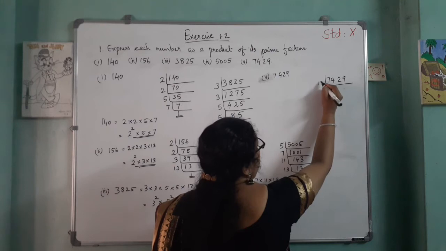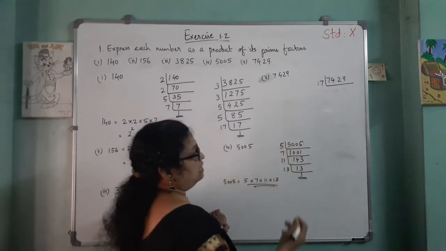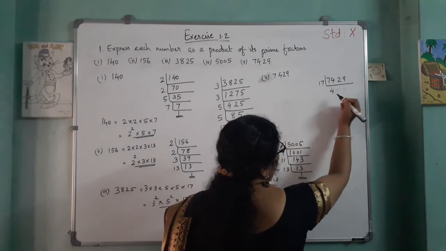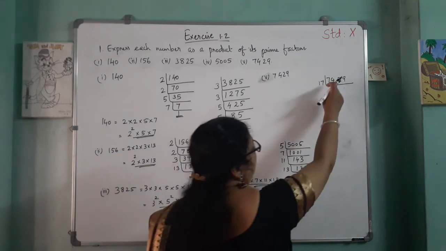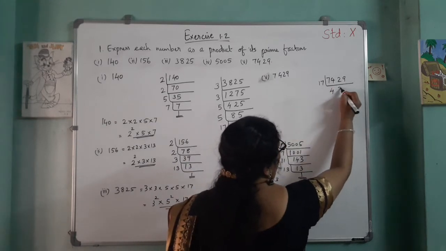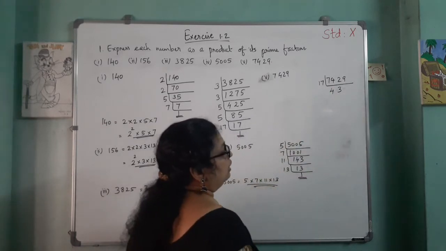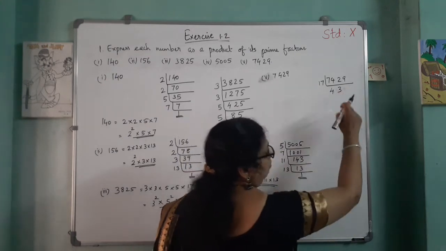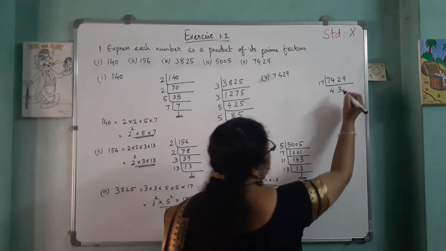17 is a factor, so 17 we write here. 17, how many times? 5 times is 85, so 17 4 times is 68. Then balance 6, then 62. 4 times not going, 3 times 51, then 62 minus 51 is 11, and then 9 brought down, 119. How many times? 7 times.